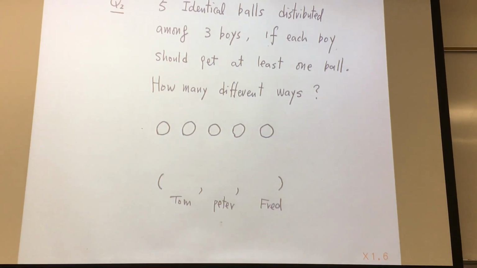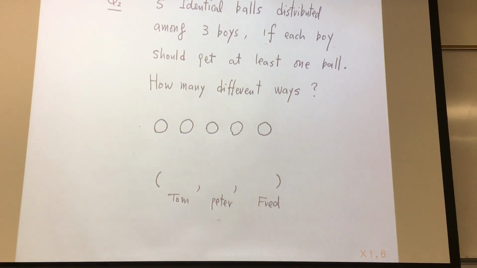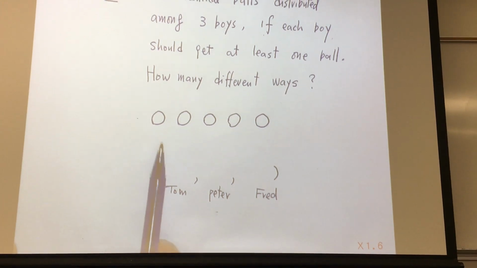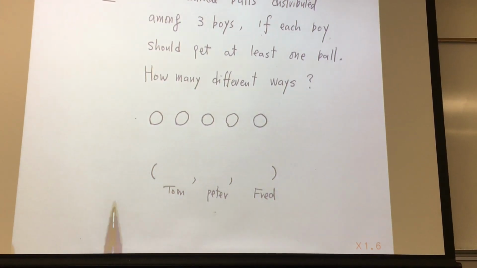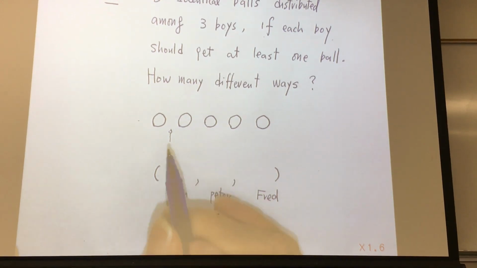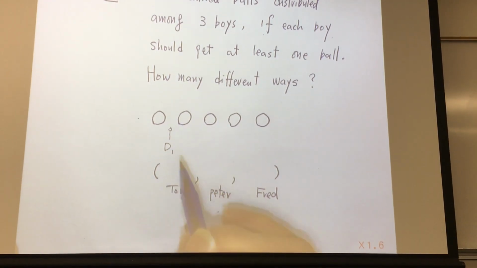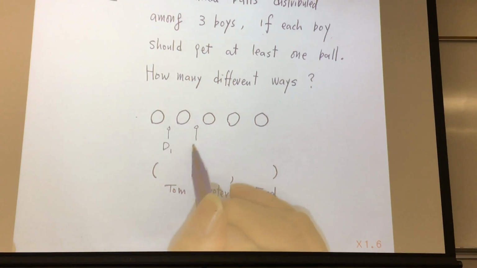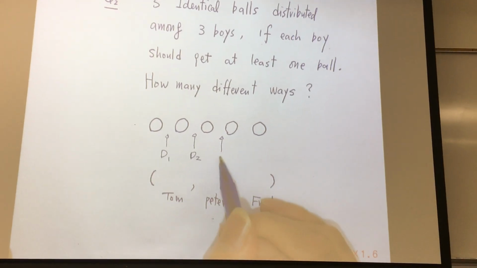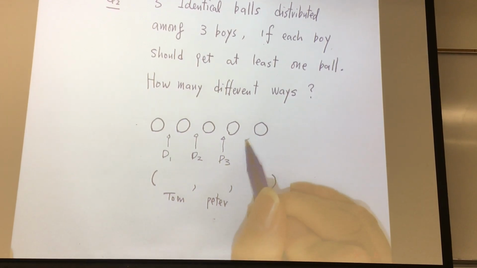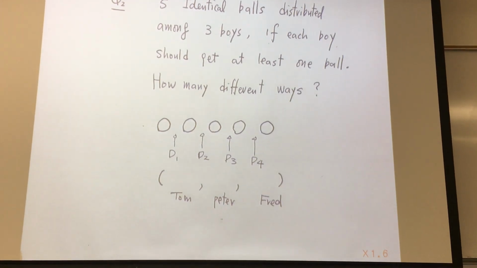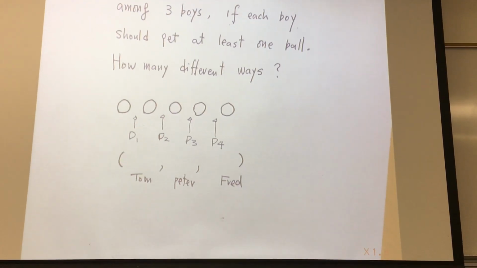So actually, how many different ways can you pile them together? How many dividers can I use to divide 5 balls into 3 piles? Well, I can divide here. This is what I call D1. This one I call D2. This one I call D3. And this one I call D4. D1, D2, D3, D4.